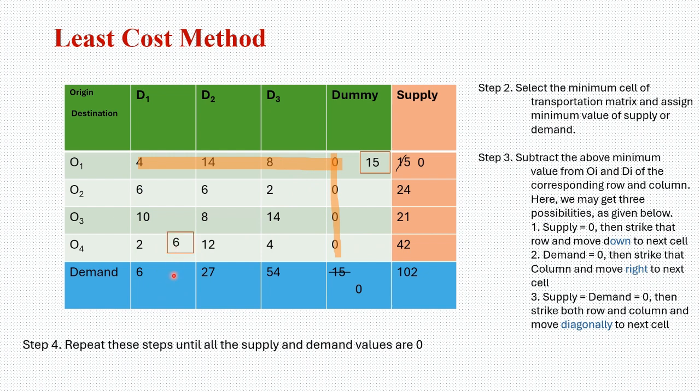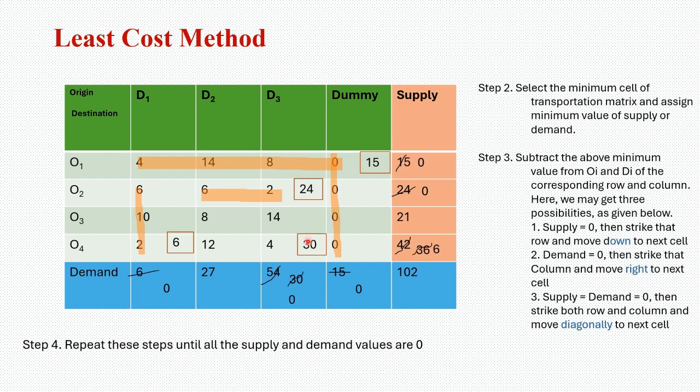Now we move to the cell with the next minimum value. This 2, here 24, here 54, minimum value is 24. 24 minus 24 is 0 and 54 minus 24 is 30. Supply is 0, so row is cancelled. Now we move to the cell with the next minimum value. 4 is the next minimum value, between 36 and 30. 30 is less, so the minimum value assigned is 30. Here 30 minus 30 is 0 and here 36 minus 30 is 6. Since demand becomes 0, this column is cancelled.